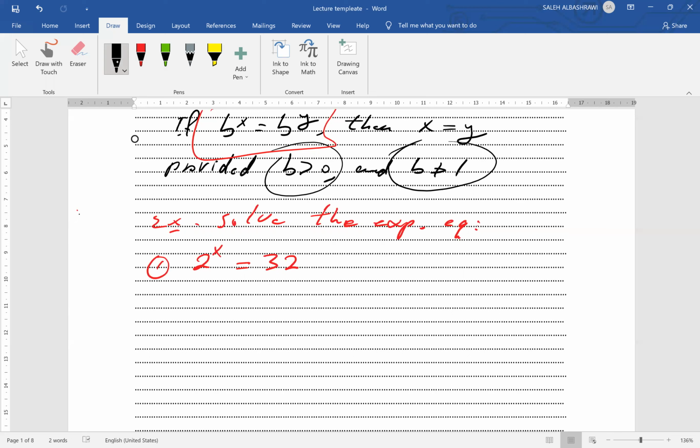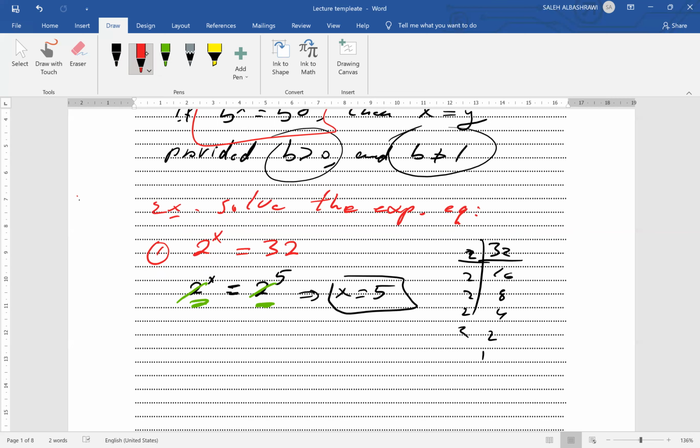But we know that 32, we can divide by 2. I will have 16. Divided by 2 equal to 8. Divided by 2 is equal to 4. Divided by 2 is 2. Divided by 2 is equal to 1. So it is 2 to power 5. 32 is equal to 2 to power 5. Now, since we have the same bases, the powers will be equal. This will give me that x equal to 5. So the solution for this exponential equation is x equal to 5.